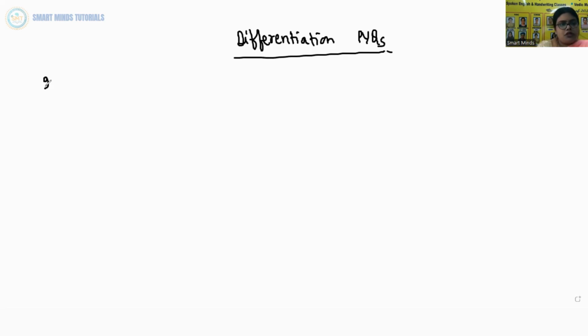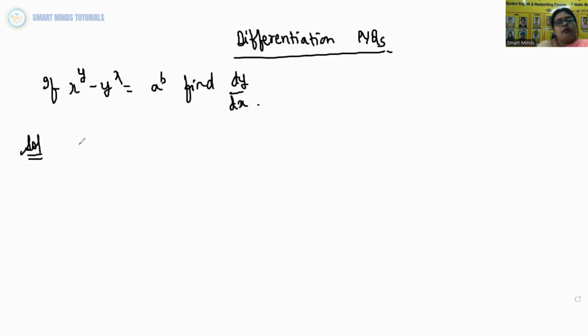So take the question. If x power y minus y power x is equal to a power b, then find dy by dx. So over here you have x power y and here y power x. Both are functions. Base is also a function, power is also a function. So in that case, how can we do? Directly we cannot apply log on both sides, okay?